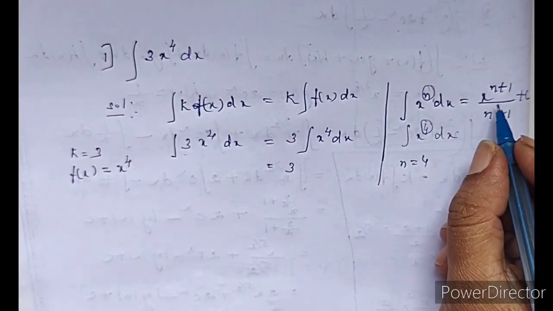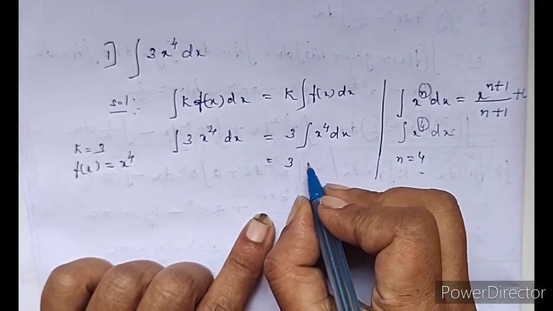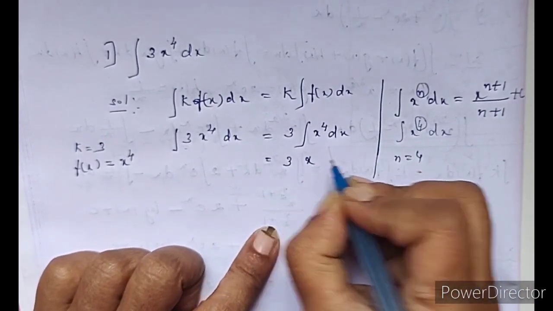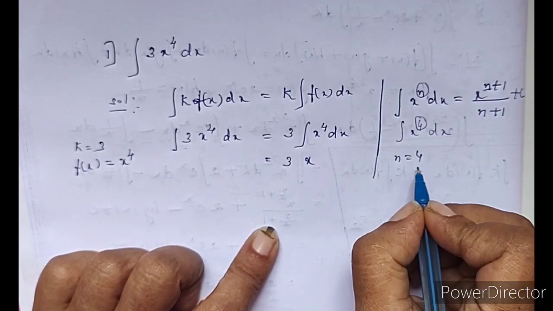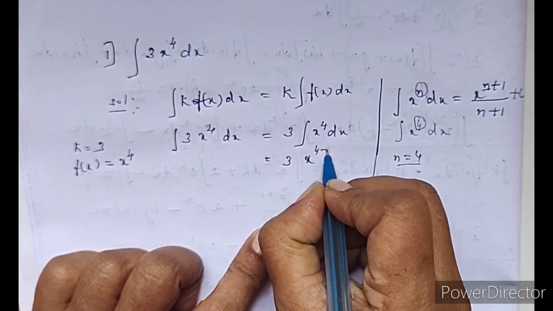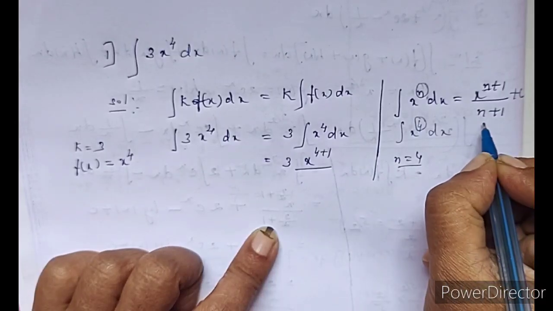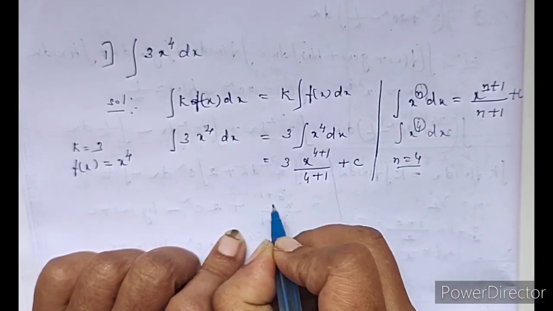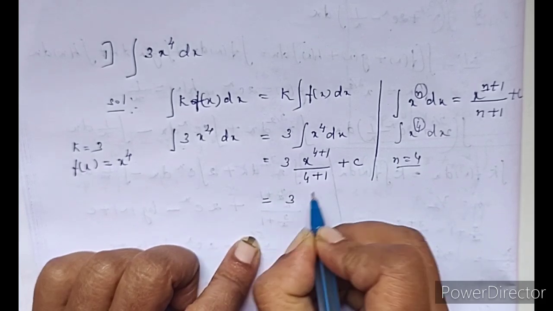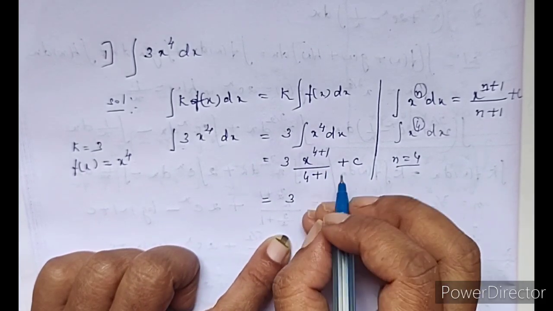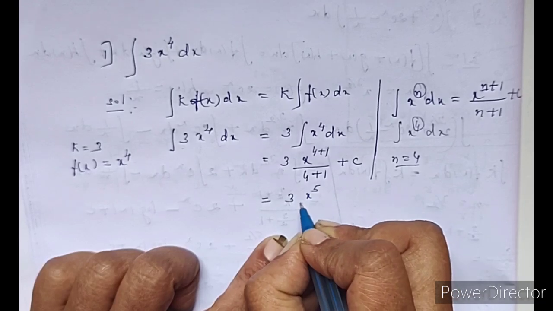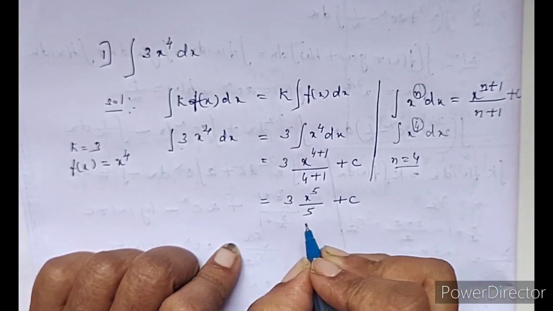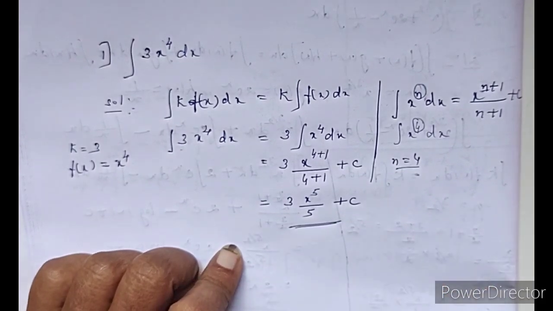Now apply the standard formula. According to it, integration of x to the power of 4 dx will be x to the power of n plus 1. What is n? n is 4, so 4 plus 1, divided by n plus 1, which is 4 plus 1, plus the constant of integration c. That is equal to 3 into x to the power of 4 plus 1, and 4 plus 1 is 5. So x to the power of 5 divided by 5 plus the constant of integration c. This is how you integrate.